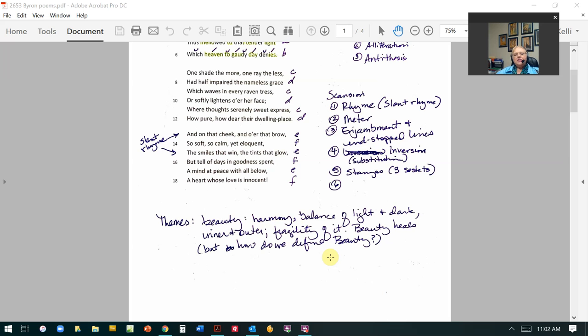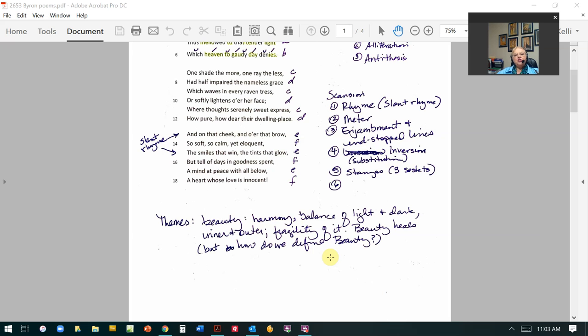But in this poem, it seems to be that her beauty comes from the harmony and the balance of light and dark that she projects, right? That she's not just somebody who looks pretty on the outside, right? And she's not just someone who's only pretty on the inside. She has both, and that's the kind of beauty we want, something that is well-balanced, the inner and the outer.